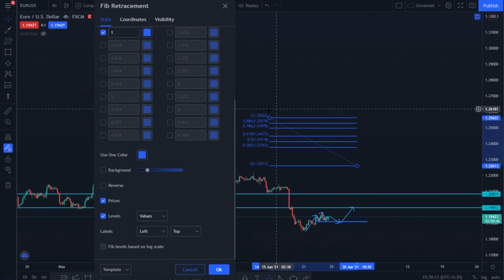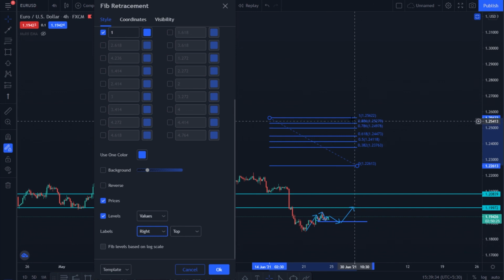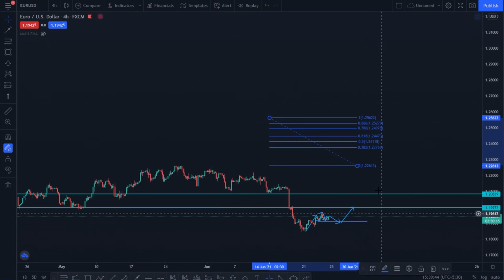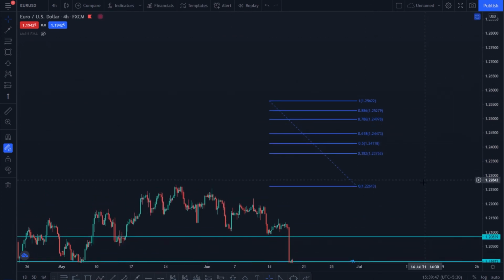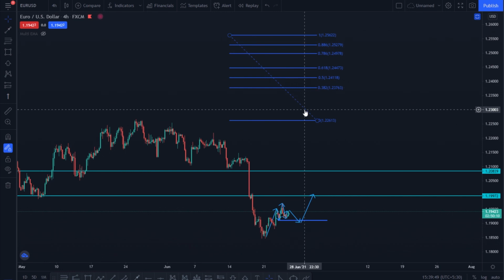I always prefer the ratios to be on the right side, because we always draw the Fibonacci from left to right, and the market will be there on the left side, so this may not be that clear when you're drawing it. So I will keep it on the right, and right now you can see that on every level you have the number. If you want it in the middle, just keep it in the middle. All right, anything else? Yeah, that's it. Click on OK, and voila, you have the Fibonacci over here.